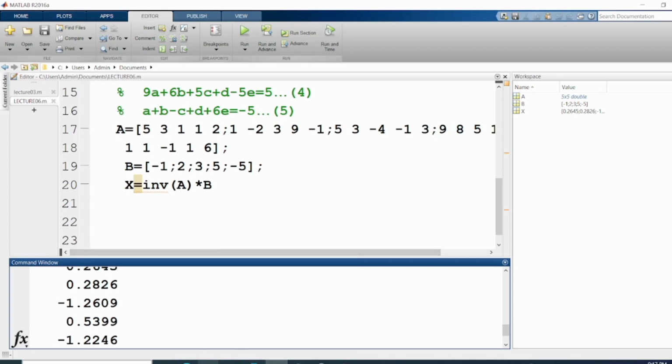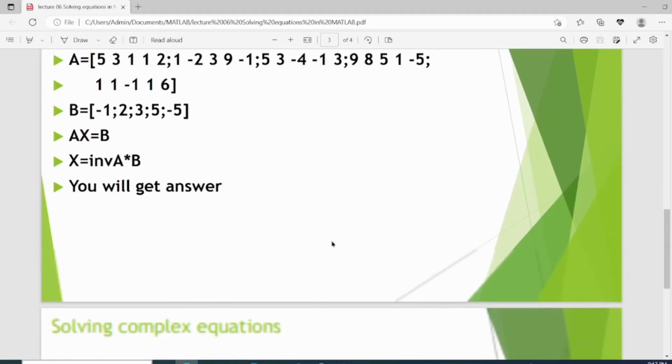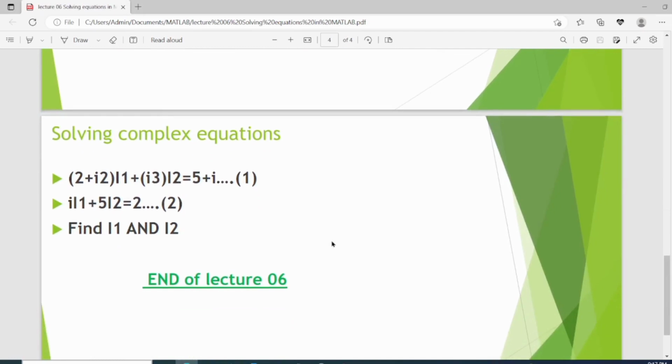So now the last topic remaining is solving complex equations. I have just given general equations. This is a complex equation for circuit analysis. For a capacitor we are using minus j, and for an inductor we are using plus j. And in MATLAB matrices, this imaginary part can be written by just writing i. So i here denotes the j.